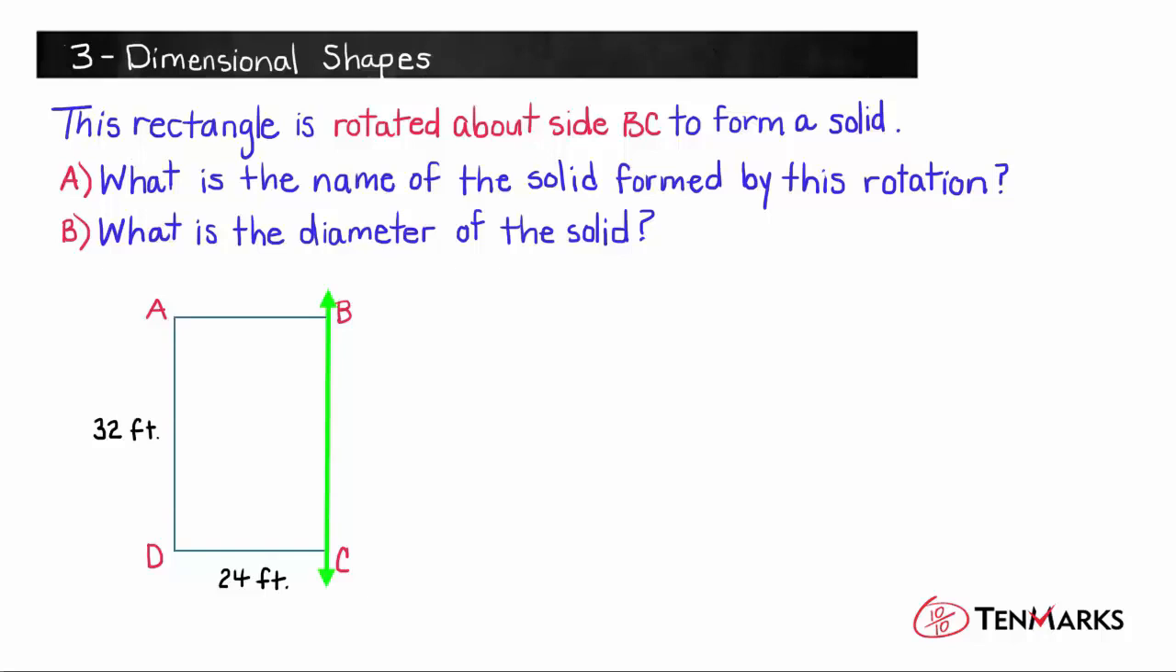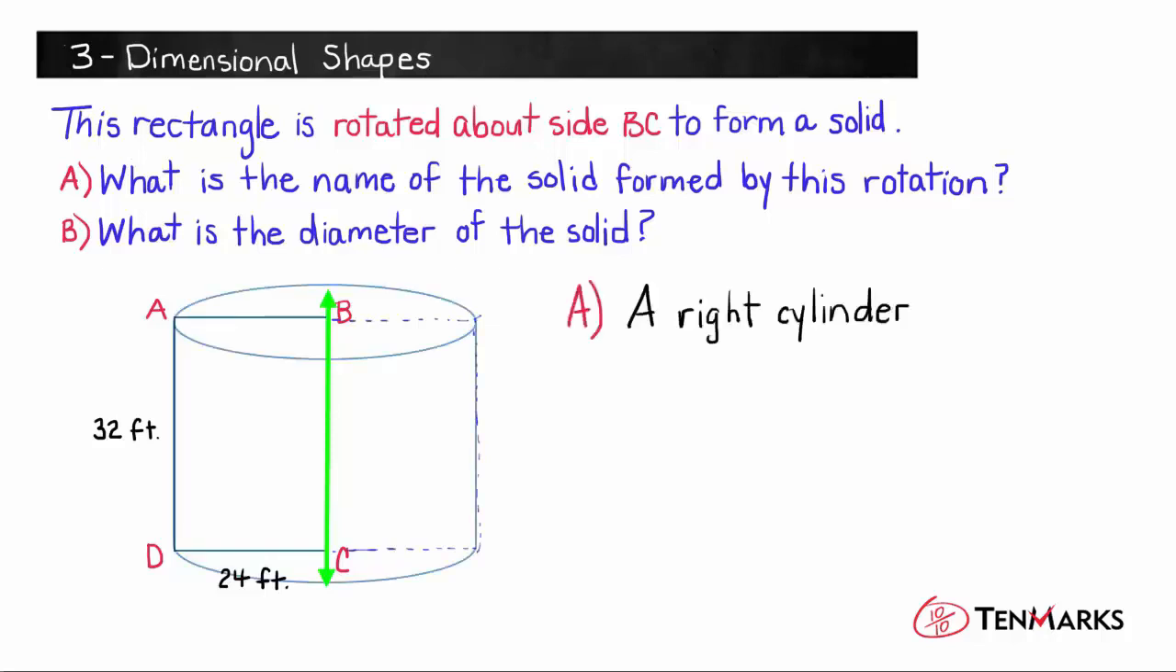Since side BC is a vertical line, looking at eye level, the solid formed will look like we are doubling this rectangle. If we could take this drawing and tilt it just a little bit toward us, it would look something like this. The shape being formed is a right cylinder.